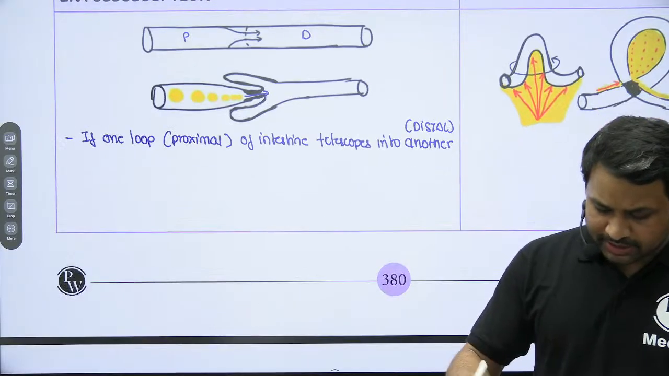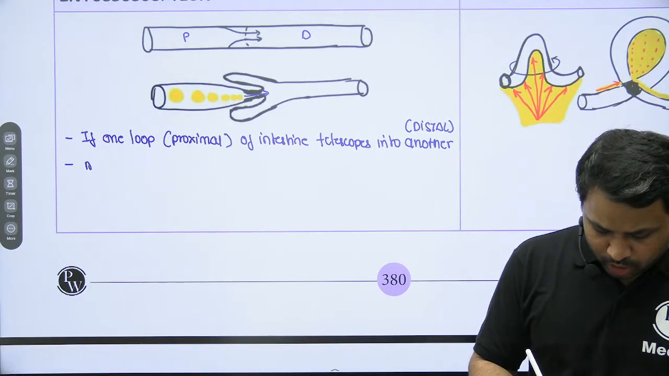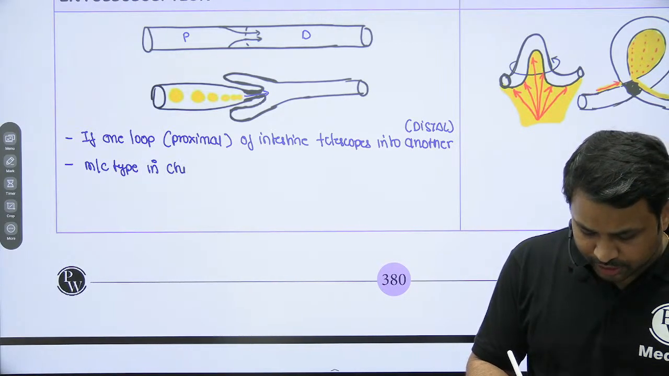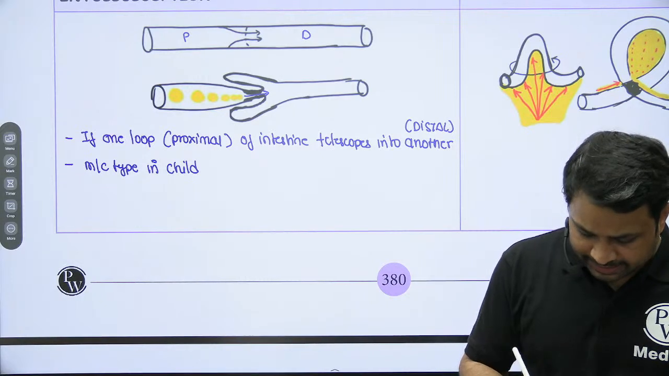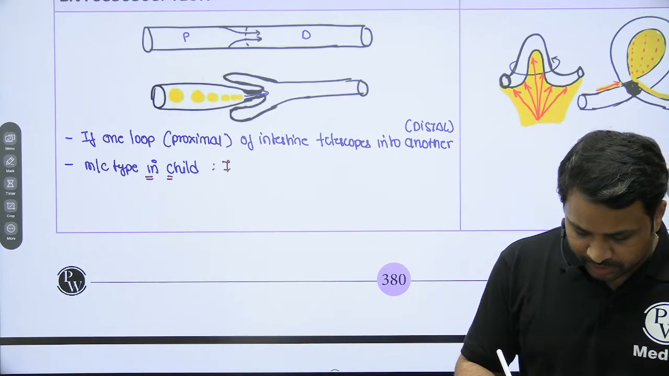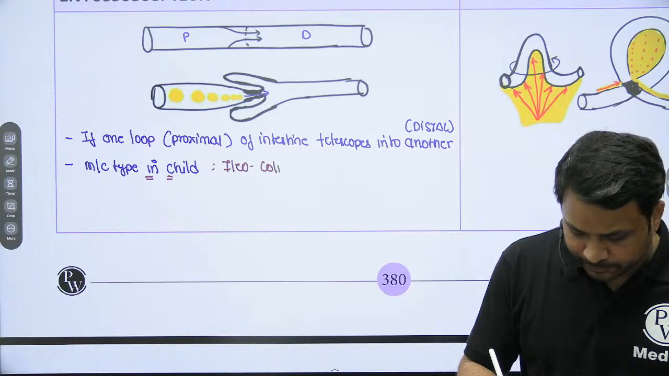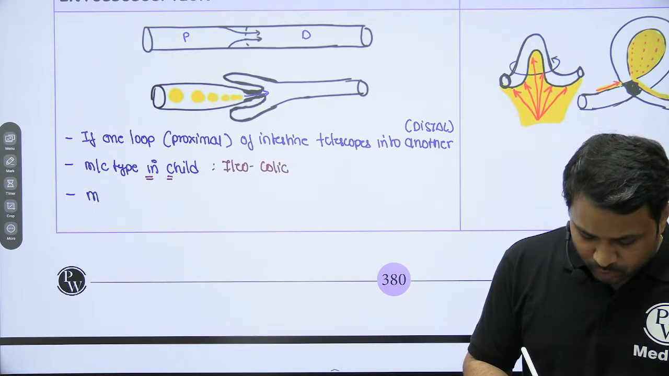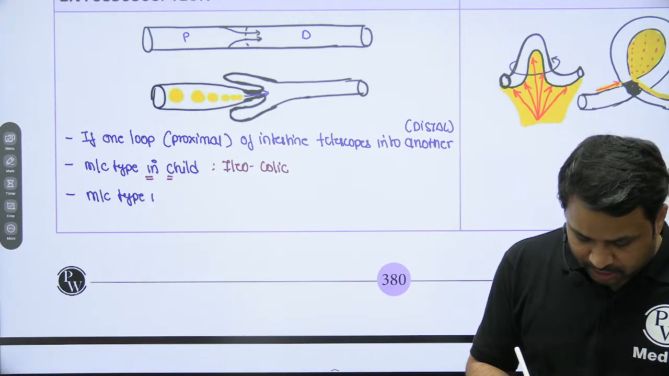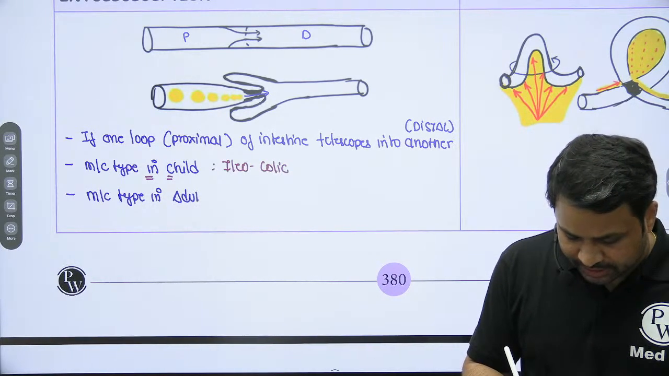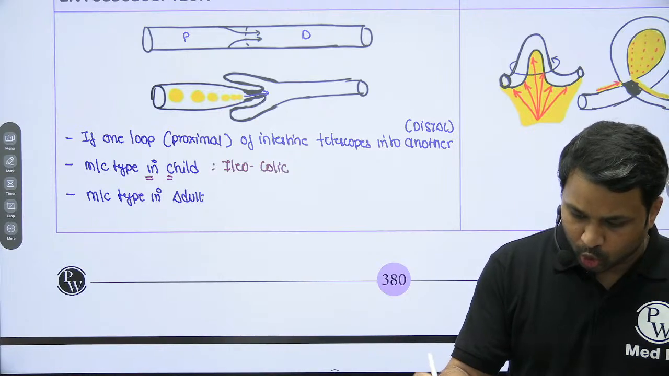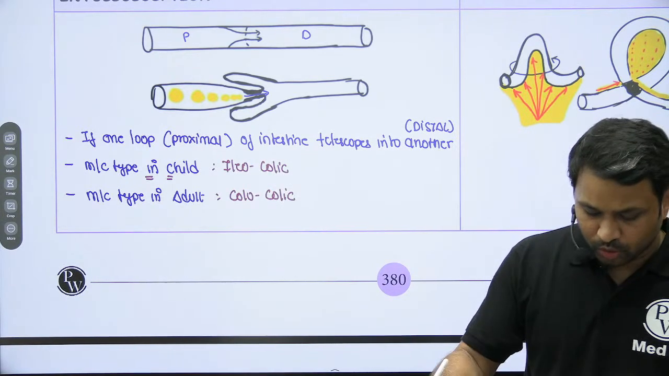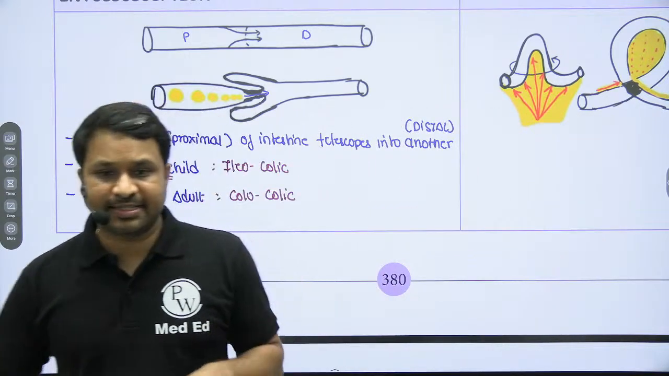Now, the question that is asked is, what is the most common type of intussusception in children? If you ever have a doubt, remember IC in children, that is going to be ileocolic. If I change the question and ask you, what is the most common type of intussusception in adults? It is going to be colocolic.